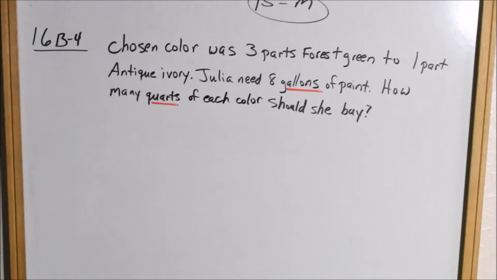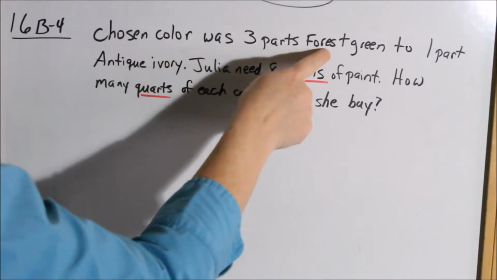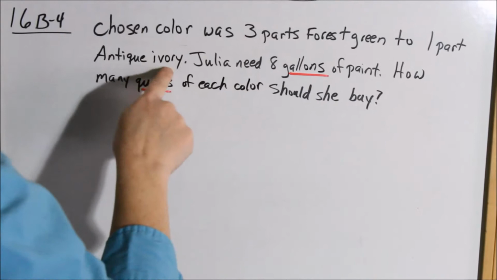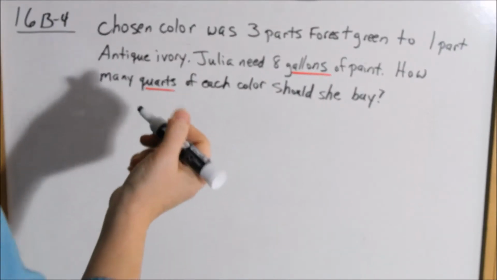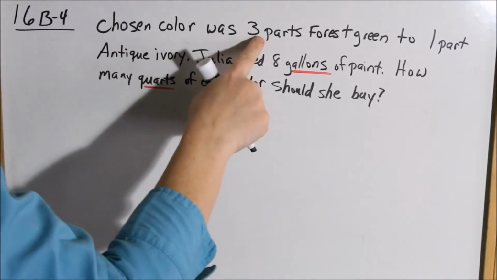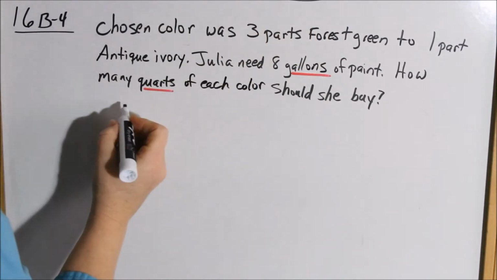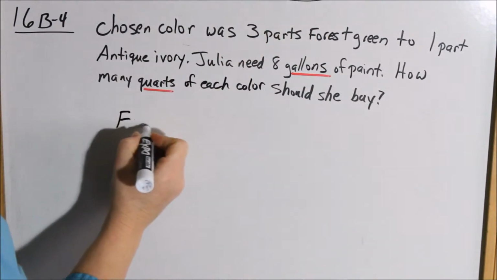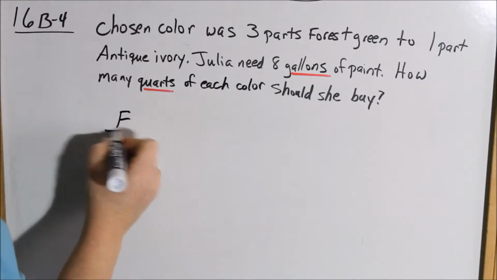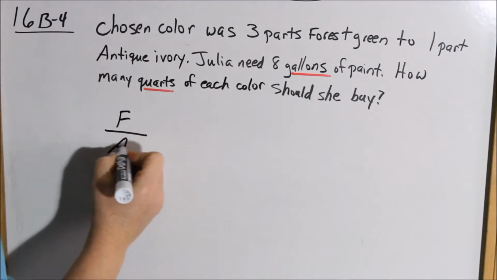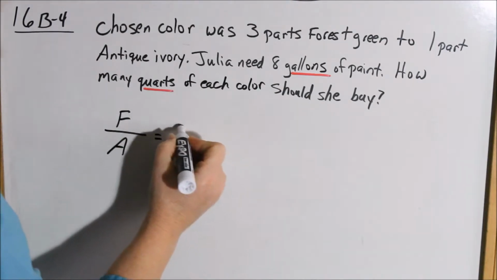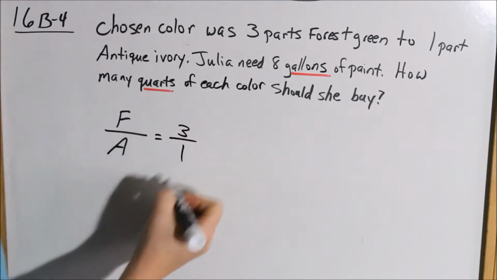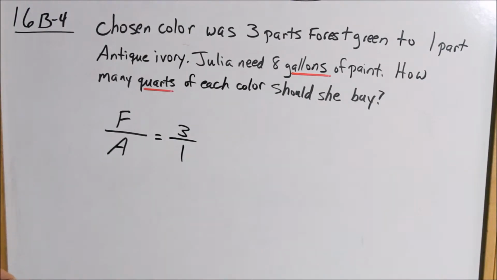Okay, you're told that a chosen color was 3 parts forest green to 1 part antique ivory. I can go ahead and make a ratio right now of that. So it's 3 parts forest green. I'm just going to use F for forest green over A for antique ivory. So that ratio is 3 parts forest green to 1 part antique ivory.